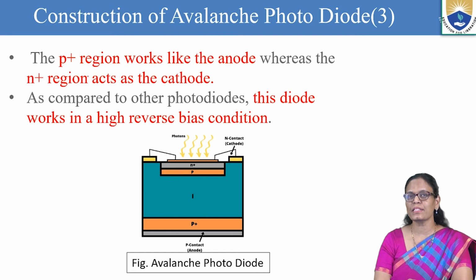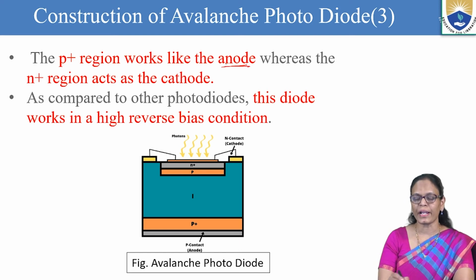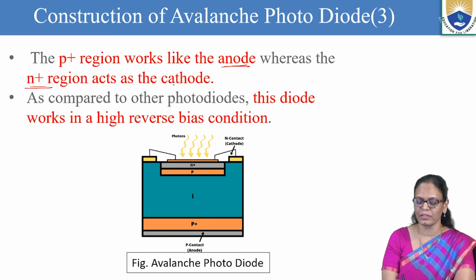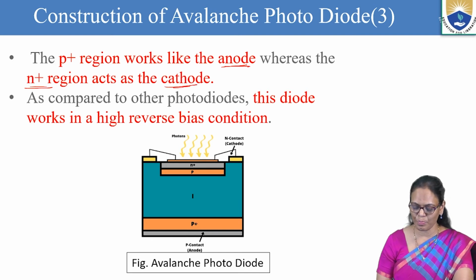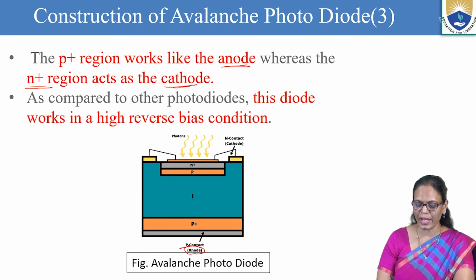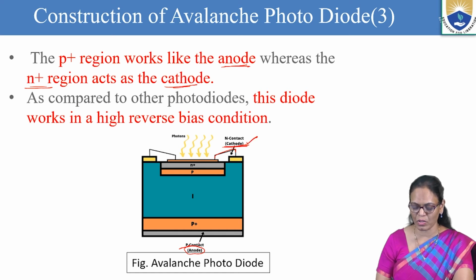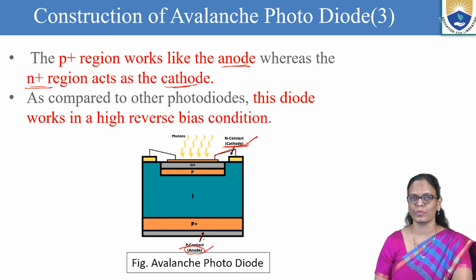Now the P region works like the anode, and the N region acts as the cathode. You see here, the P region acts as the anode, and the N region here acts as the cathode. This is the contact we will have for the N region, and this acts as the cathode. This is the contact we have for the P region and acts as the anode.